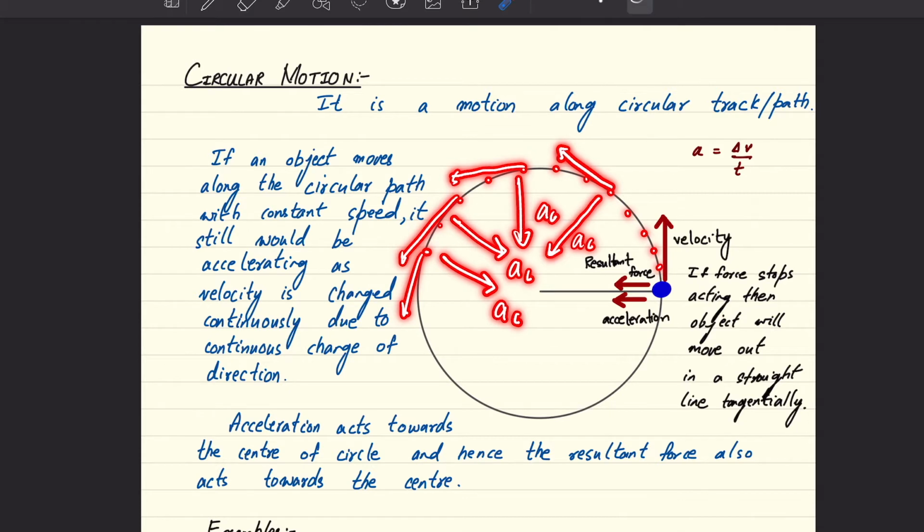So, what we need to understand is that even if an object is moving on a circular path with constant speed, the velocity must be changing. That velocity is changing because of continuous change in direction. And as velocity is continuously changing, the body must be accelerating. This acceleration is called centripetal acceleration, which acts towards the center. And the force that acts towards the center is called centripetal force.